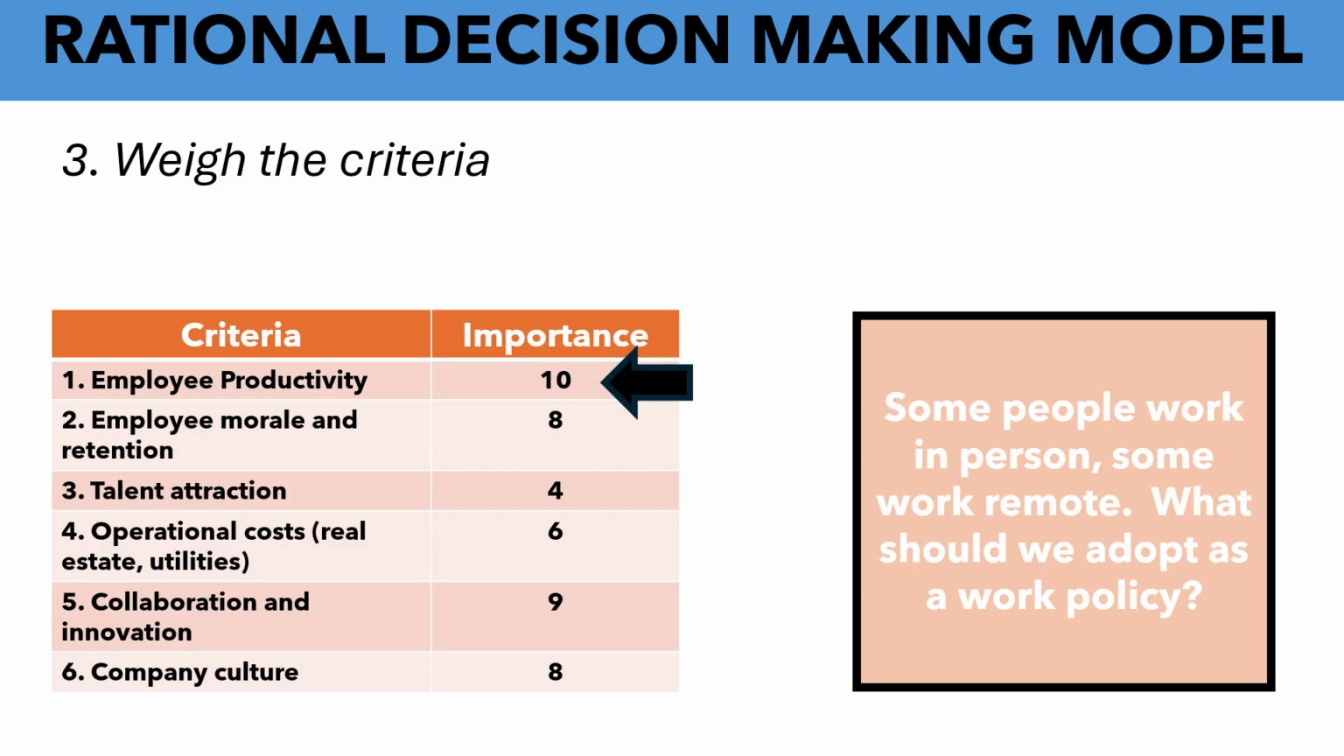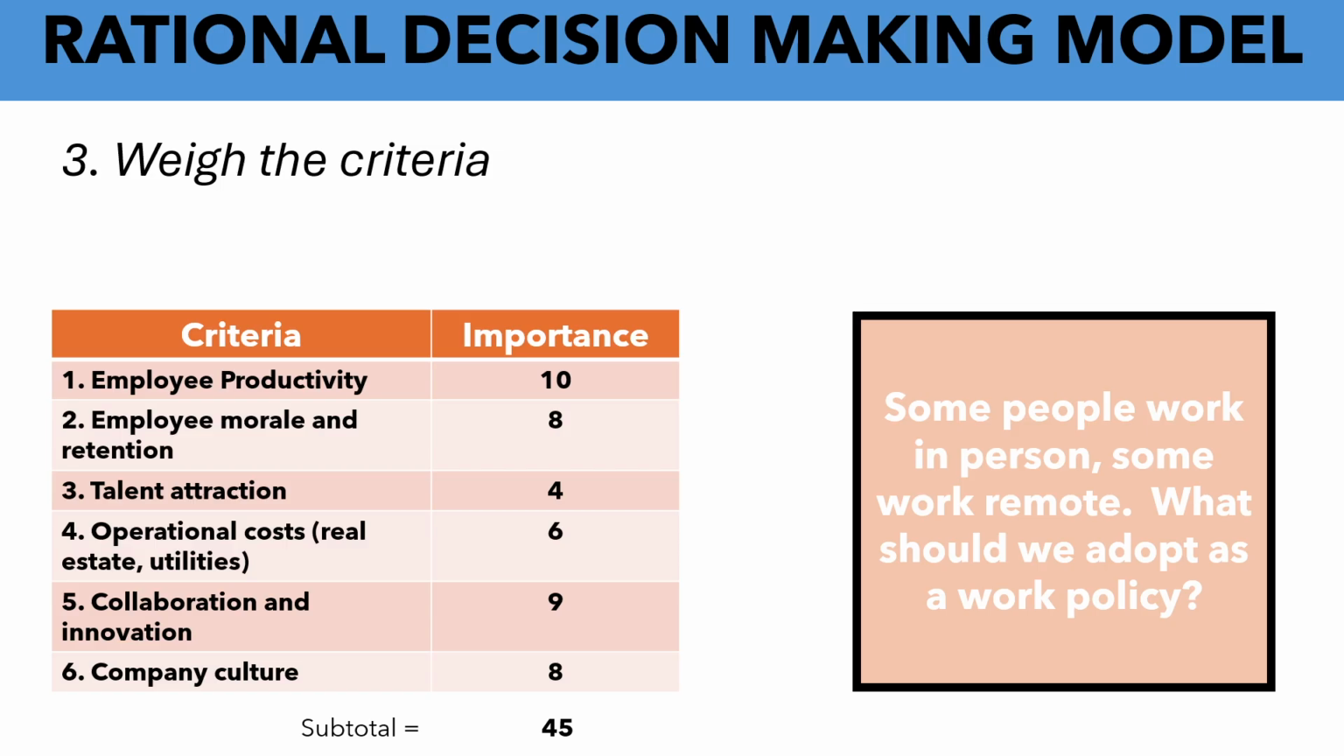We'll give it 10 points. Next, morale, retention, that's pretty important. We'll give it 8. Talent attraction, I actually don't think that's too big of a problem for us. People like to work here regardless, so we'll give it a 4. Operational costs, a little bit more important. We can save some real money here if we cut our lease. And let's say collaboration and innovation, that's super important to us. And company culture is also pretty important to us. So we're going to give those scores of 9 and 8 respectively. Okay, add them all up. You have the subtotal 45. You can just do this by points, or you can add up the points at the end and divide by this 45 to get like a percentage if you prefer.